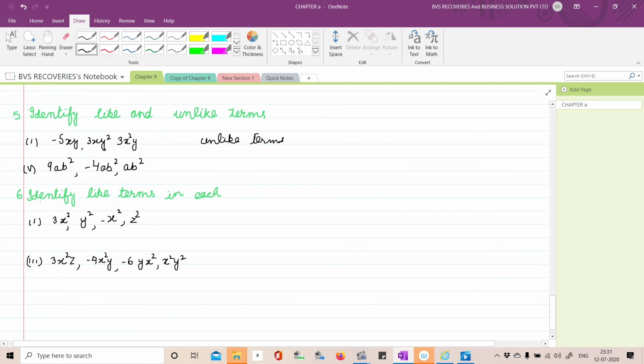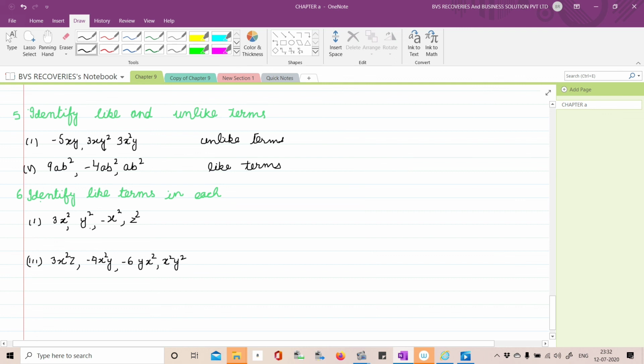Next is the fifth part, 9ab^2, minus 4ab^2, and here ab^2. So all are with the variable ab^2. So the same literal coefficient. So we will write these are like terms. These are like terms. I hope you have understood this.